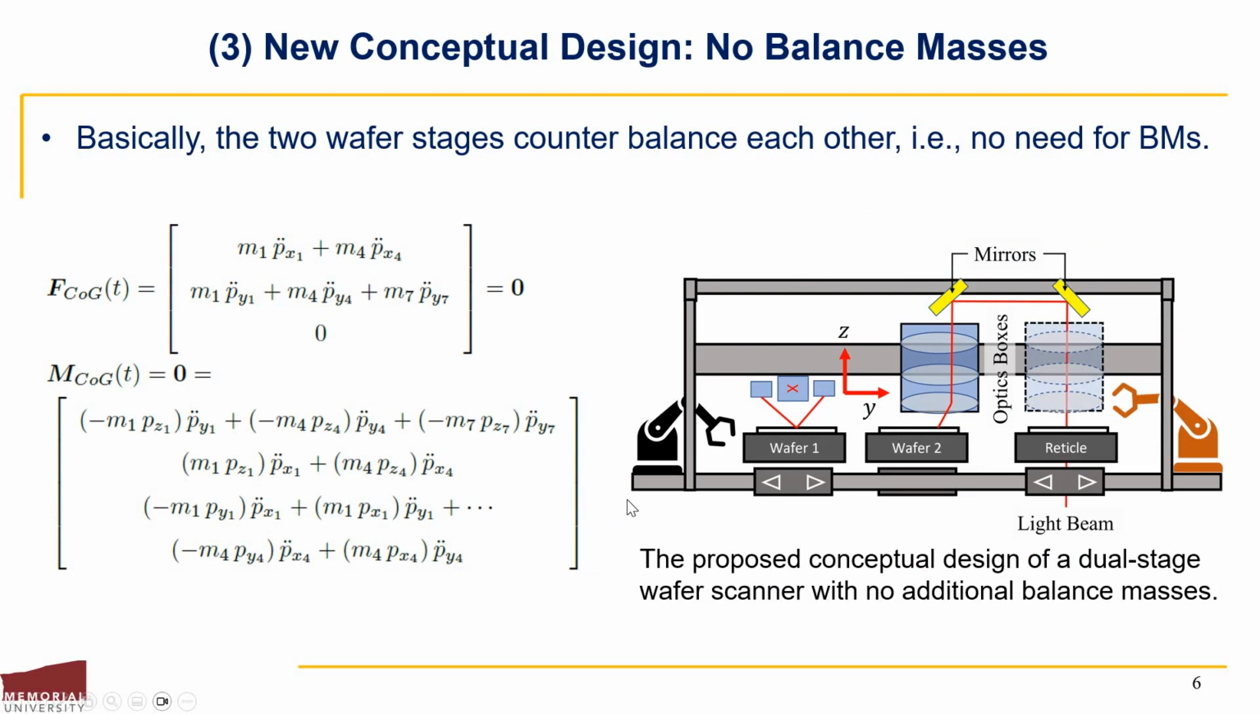To stretch the benefits of the proposed approach towards the machine design process, let's consider the case where additional masses are to be totally avoided. The main idea behind the proposed conceptual design depicted in this figure is to utilize the involved stages as balanced masses to each other under suitably designed machine or motion orchestration that maintains the stationary center of gravity of the whole machine.